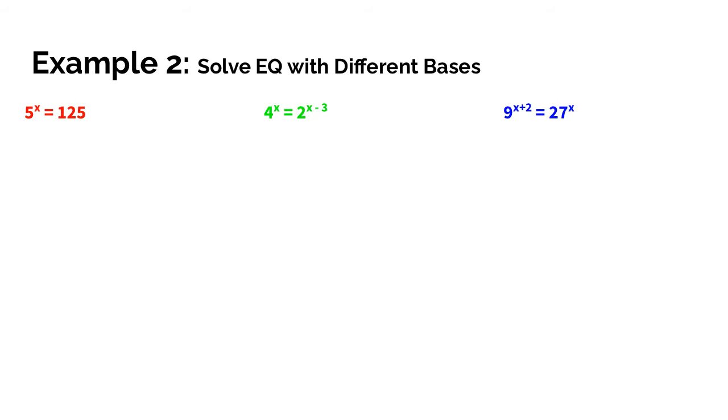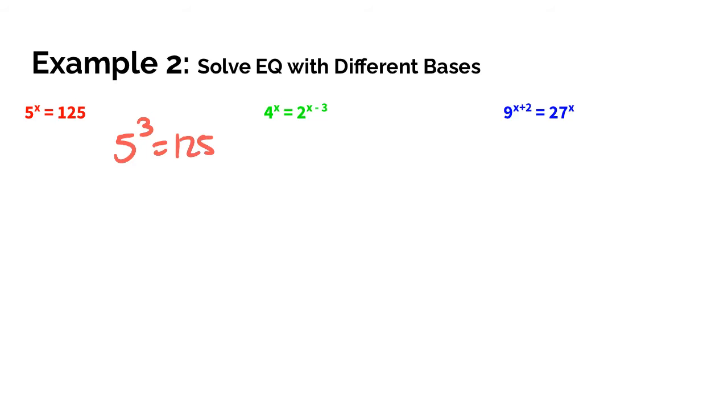So 5 to the x equals 125. What we're trying to think about is what value of x would you plug in there to give me 125. Now this is a problem that you can probably think through. 5 to what power? Well, if it's 5 to the first power, that's just 5. 5 to the second power would be 5 times 5. 5 to the third power, 5 times 5 times 5. If you were to do that, you would recognize that 5 to the third power equals 125.